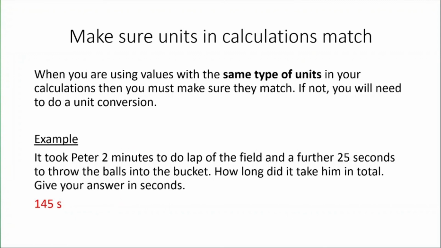So hopefully this should be relatively instinctive. 2 minutes converted to seconds, we know there's 60 seconds in a minute, so you do 2 times 60, giving you 120 seconds for the lap of the field. Adding the 25 seconds, it's giving you 145 seconds. So just always remember, make sure that your values have the same types of units.